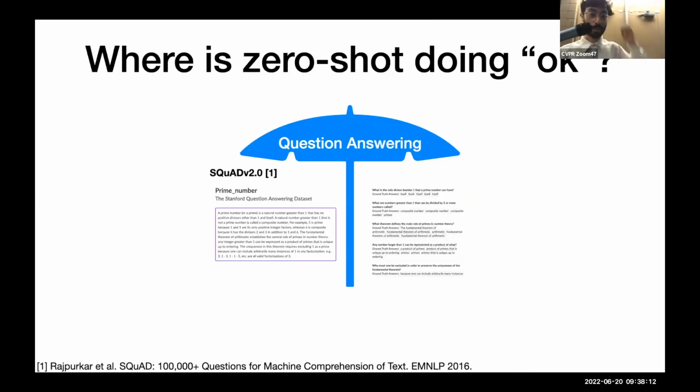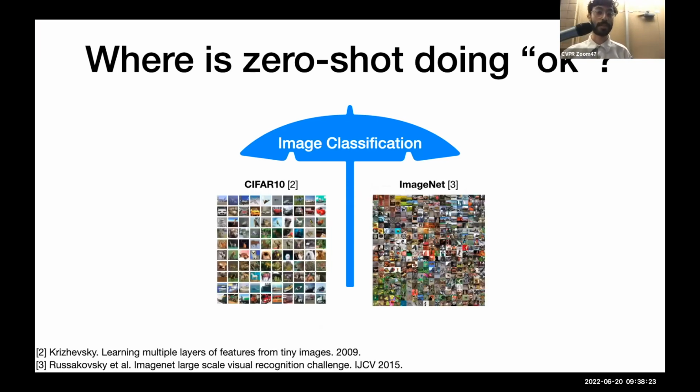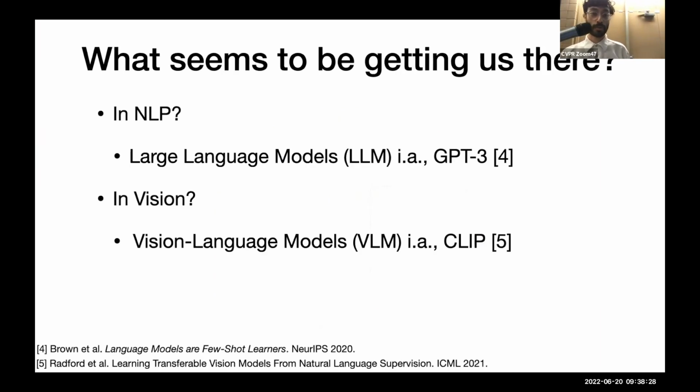Okay, so I'm going to breeze over this, but here are a few success stories in zero-shot doing okay. So question answering in NLP seems to be, we seem to be on the right track there. And then image classification in the Vision world. So what seems to be getting us here, at least on the objective side, I'm going to talk about two high-level objectives. The first is language modeling, and the second is this vision-language contrastive objective used in CLIP.